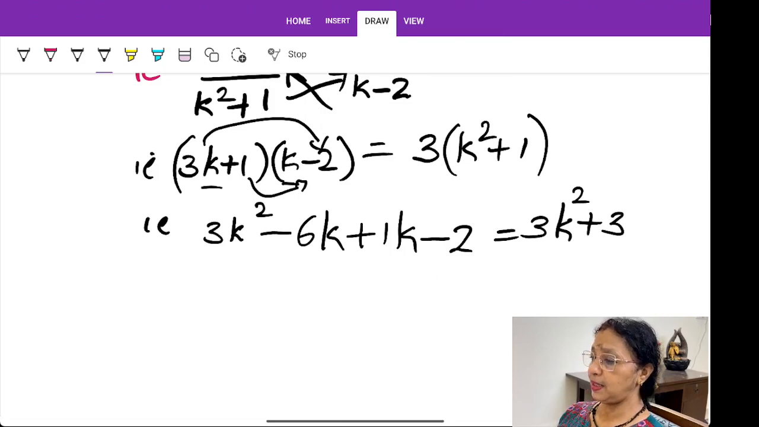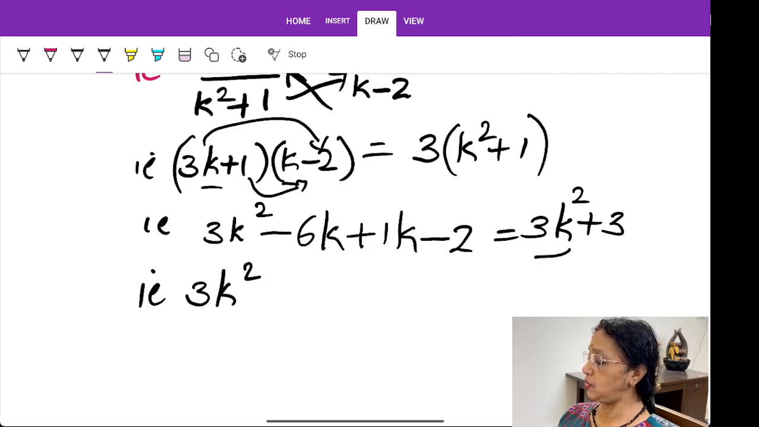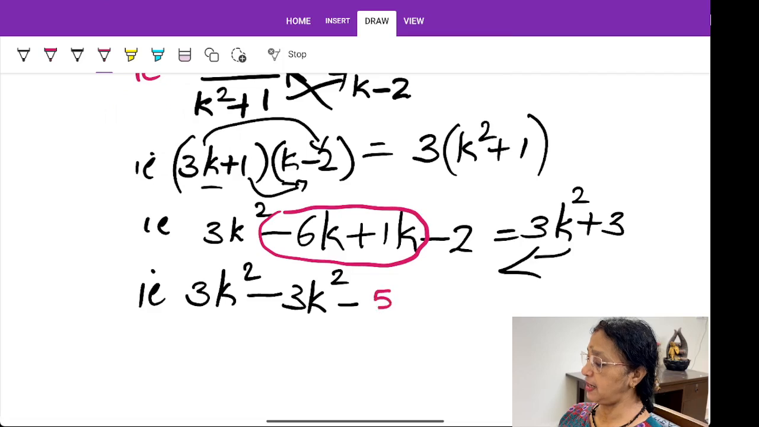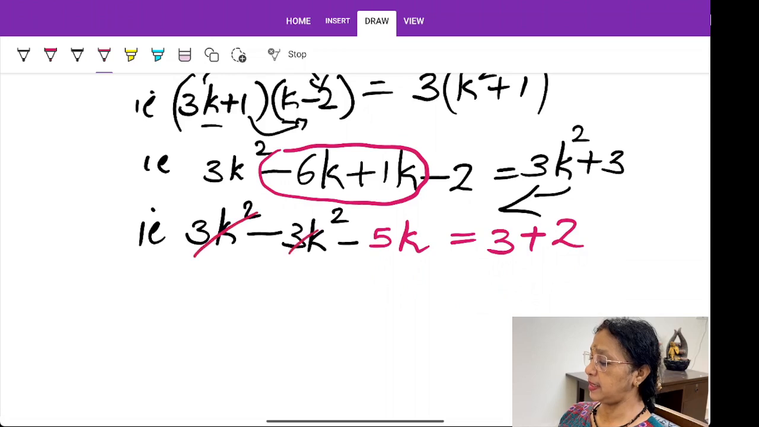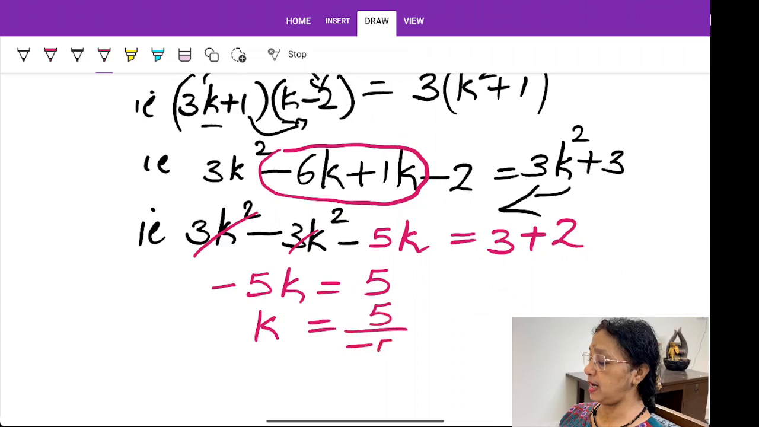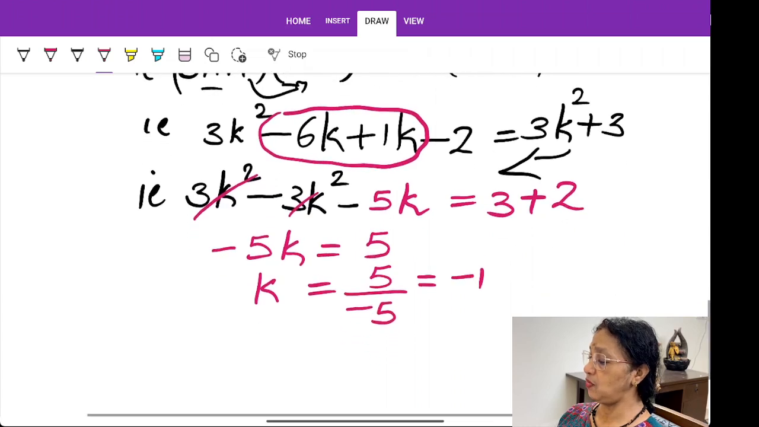Now collect similar terms together. That is 3k square, collect this to this side. So 3k square minus 3k square, minus 6k plus 1k. What is minus 6k plus 1k? This will become minus 5k. Take this 2 to the right hand side. So 3 plus 2, this will get cancelled. That means minus 5k is equal to 5, or k equal to 5 by minus 5. That is minus 1.